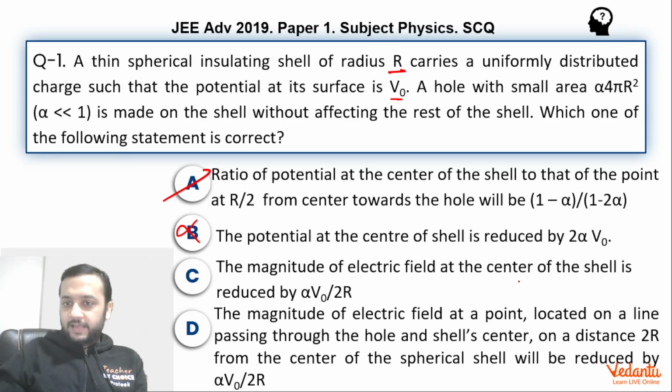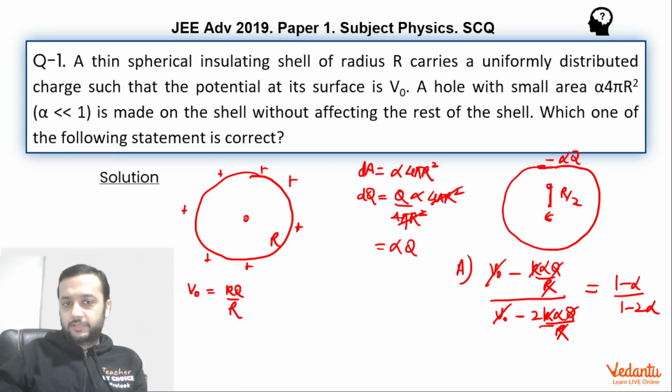Magnitude of the electric field at the center of the shell is reduced by alpha V naught by 2R. If we are smart enough, we don't have to even check this option. It says that magnitude of the electric field at the center reduces by. Now, if you think carefully, what is the magnitude of the electric field here? 0. So, magnitude can never be less than 0. So, there is no chance of any reduction in the magnitude. So, of course, option C, we don't need to check.